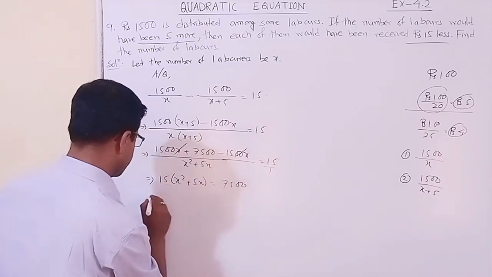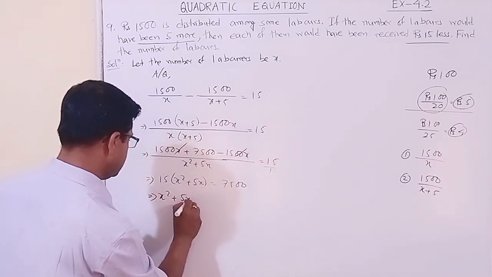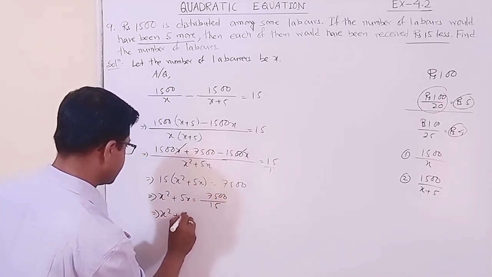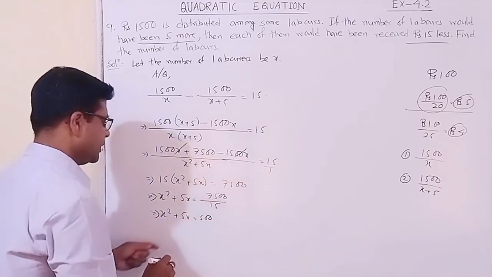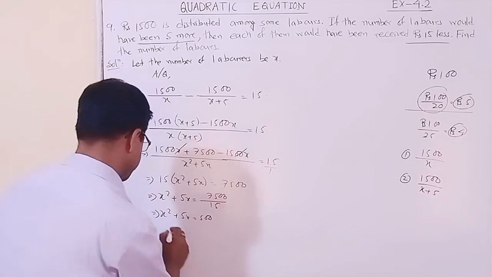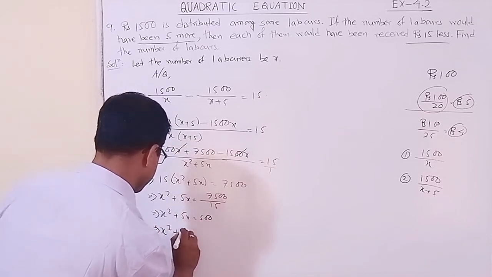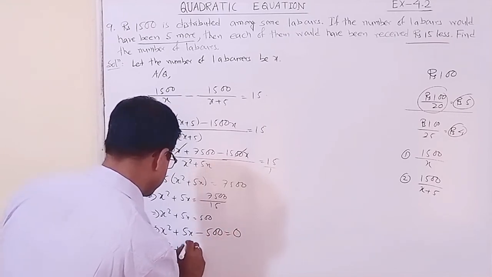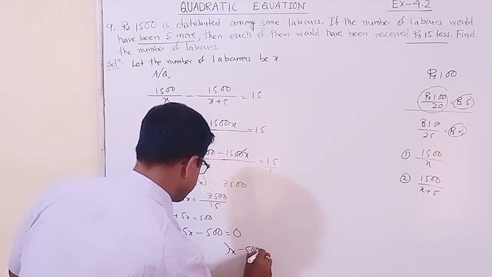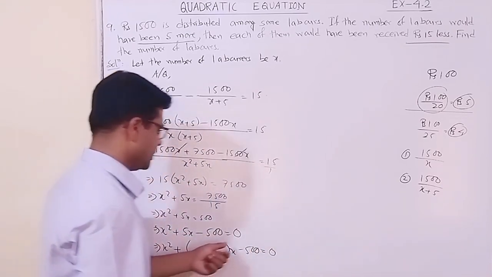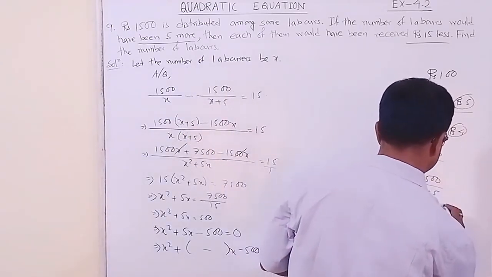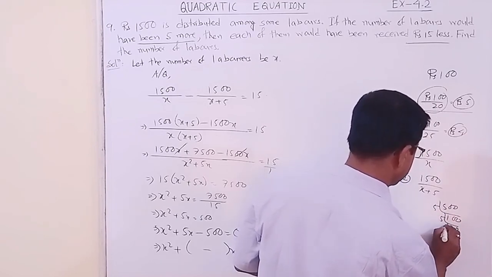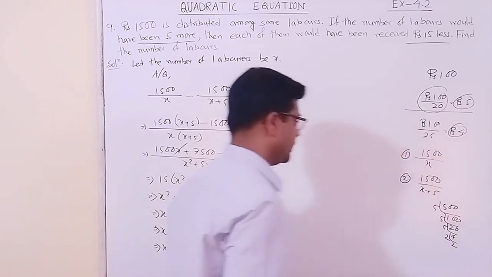Now let us take this 15 to this side. All right, so this is x square plus 5x, how much? 500, isn't it? This is 15 5 75 and 00. x square plus 5x minus 500 is equal to 0. Let us do the middle term splitting. This is 500. Here we have to write minus sign due to this minus sign. Let us do the prime factorization of 500. 500, 250, 5, 5, 4, 2, 2.